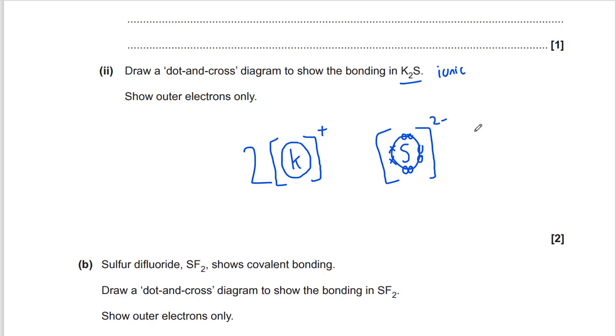Notice how we've drawn the diagram. What we haven't done is some ridiculous dot and cross covalent bond. Some people will do this and think that that's correct. That is absolutely wrong. You couldn't be more wrong. So ionic bonding, remember the difference. You've got to put in the square brackets and the charge, and you're transferring electrons. Other than that, it's a very, very straightforward 2 marks to start off with.